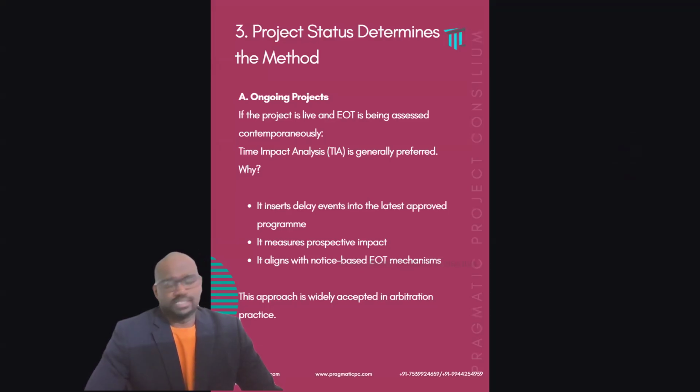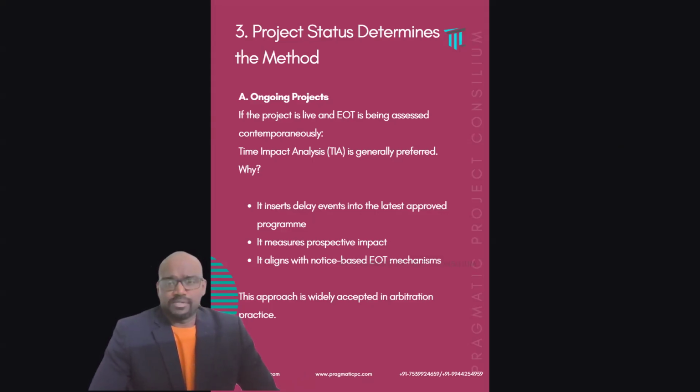So what is the project status? That gives more importance to the choice of methodology, on a very large overview or bird's-eye view. It is usually two types: an ongoing project or a completed project. For an ongoing project, mostly we go with the prospective analysis. The most preferred prospective analysis is TIA, but the most followed prospective analysis is IAP. The reason is TIA requires updated programs. It has to measure the prospective impact, and it aligns with the notice-based EOT mechanism.